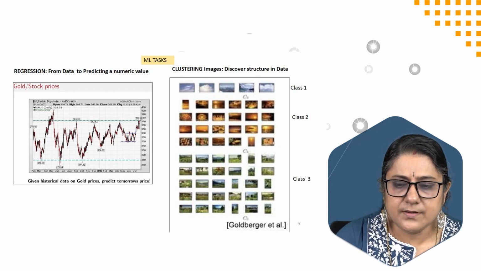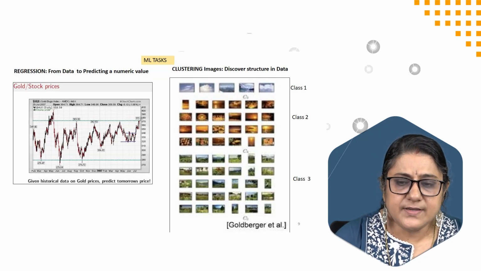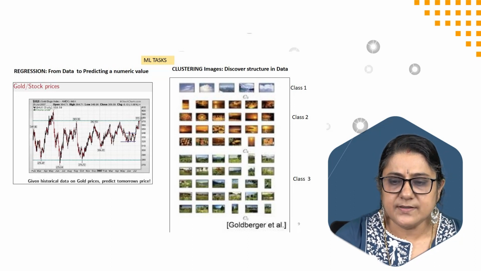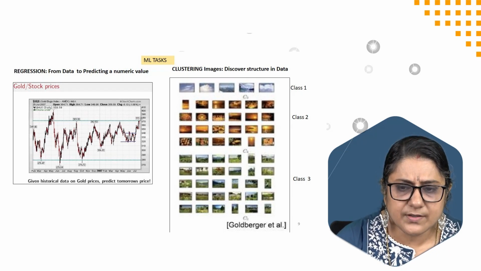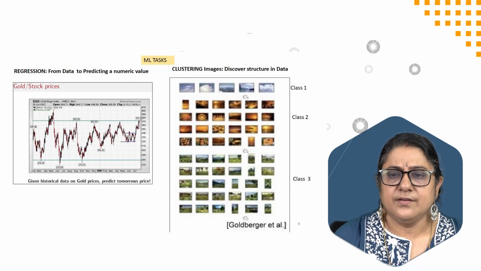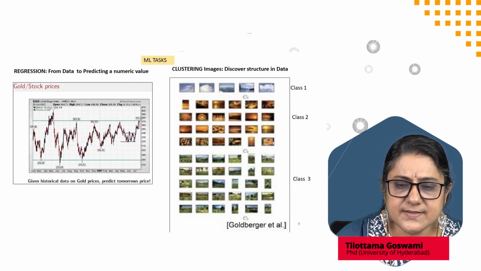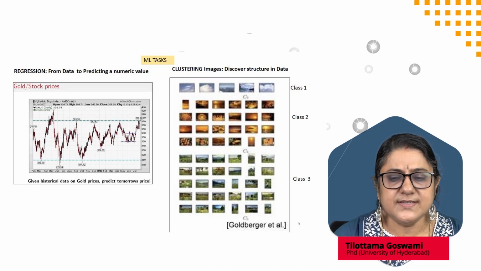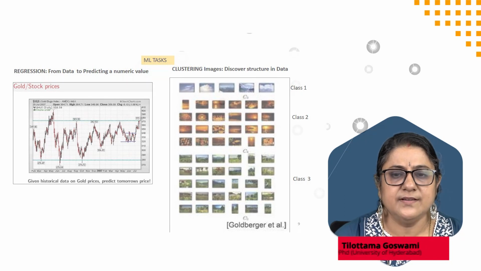We are given pictures, images. It finds that it has 3 patterns. One is the blue color predominant with clouds, and there is sunset, and another is the natural scene with the green and the blue mix, where most of them have greenery.